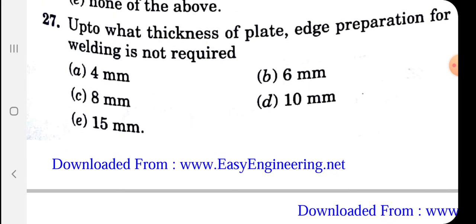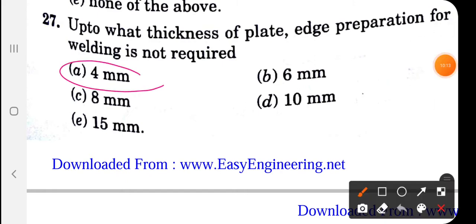Up to what thickness of a plate is edge preparation for welding not required? So up to 6 or 4. Actually 5 it will be, but here 4 is given. More than 5 is not there, so we have to take the lesser one. So that is question 27, answer 4 mm.